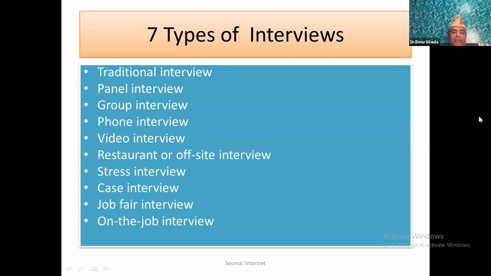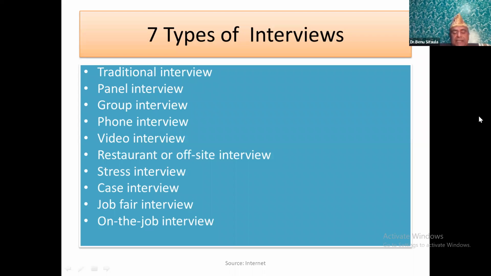Similarly, there is another type of interview. This is a stress interview. This type of interview does not commonly take place, and rarely is this type of interview done. If we talk about the stress interview, this is one of the least likely interviews we'll encounter in our life. Employers filling a high-stress position may use the stress interview tactic.